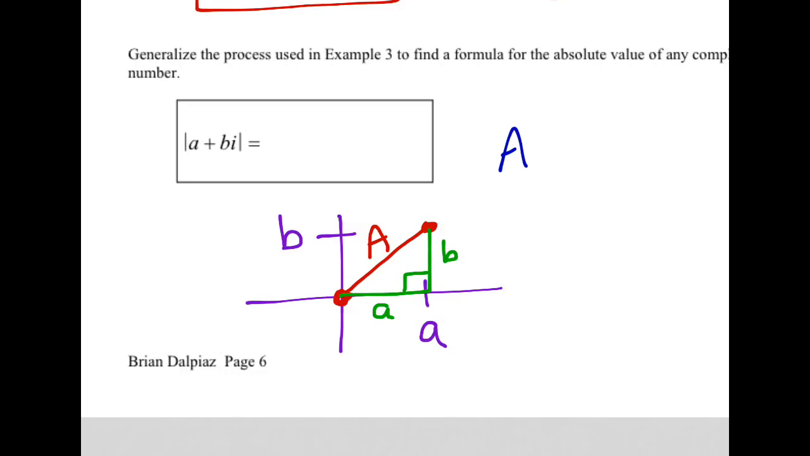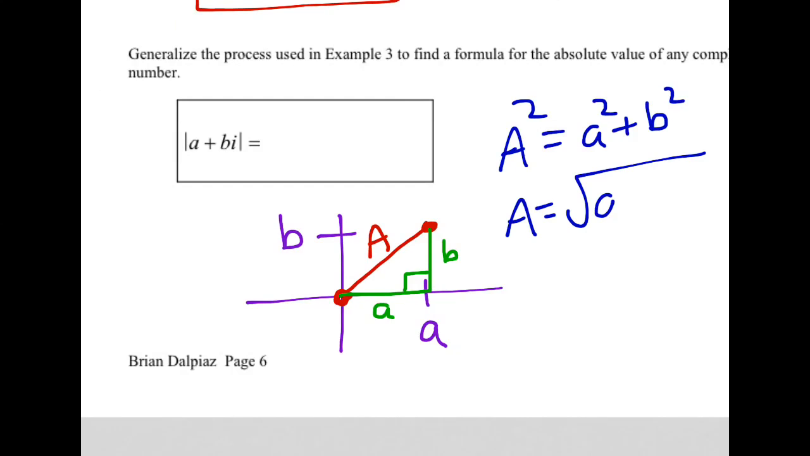And the relationship here is that capital A squared has to be equal to lowercase a squared plus lowercase b squared. And so capital A would be the square root of a squared plus b squared. And it's not plus or minus the square root again because it's measuring a distance, and distance is never negative. And so in the end, this formula is that the absolute value of a plus bi will always end up being the square root of a squared plus b squared. And that's just a direct result from the Pythagorean theorem.